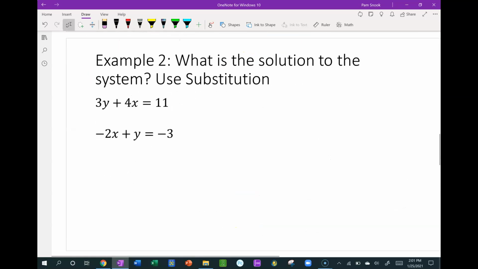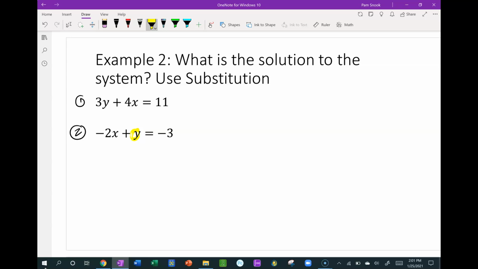All right, next one. What is the solution to this system? Use substitution. So first thing I'm going to do is look at the equations. I don't have one that's already solved for the other, but take a look at equation number 2.